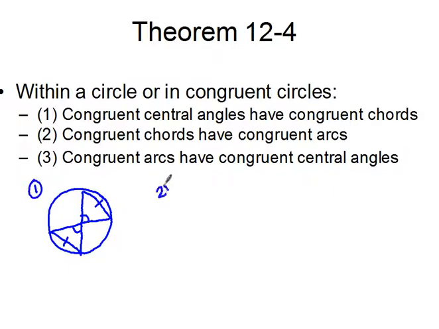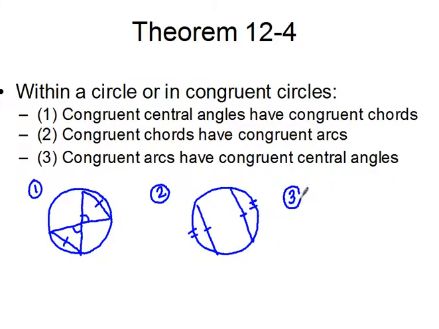Number two, congruent chords have congruent arcs. So let's say you have this circle. You have a chord here, and you have a chord here, and these are both congruent. Then that means the arcs that they make out here are congruent.